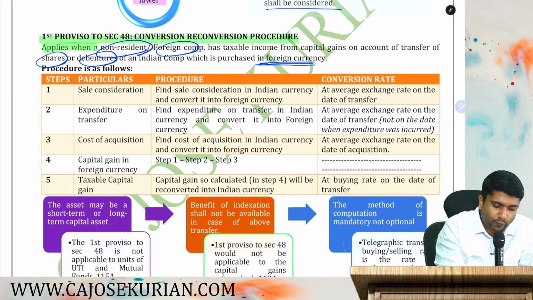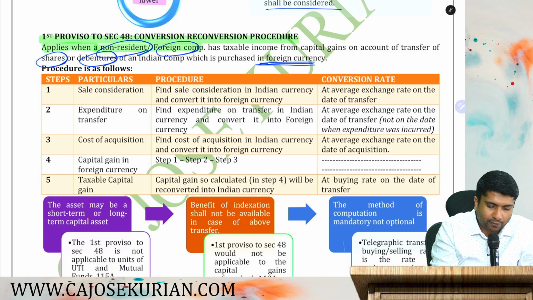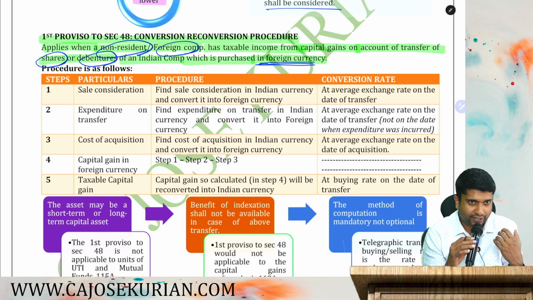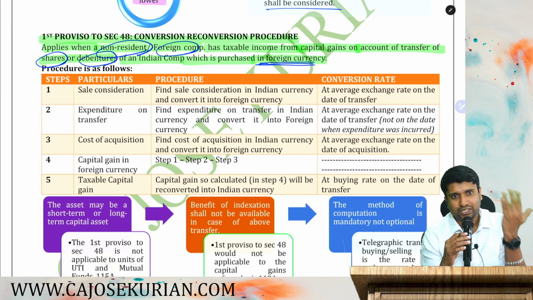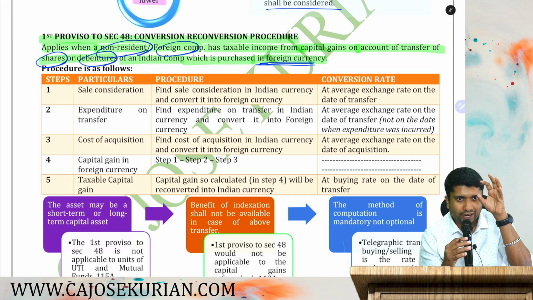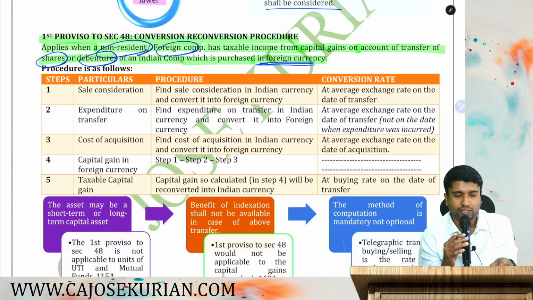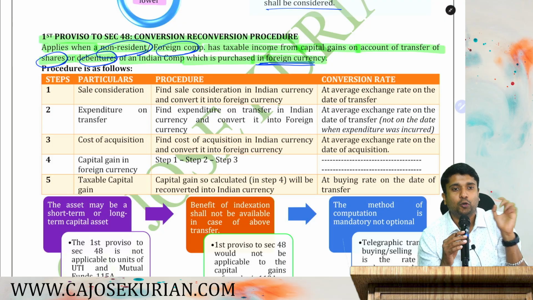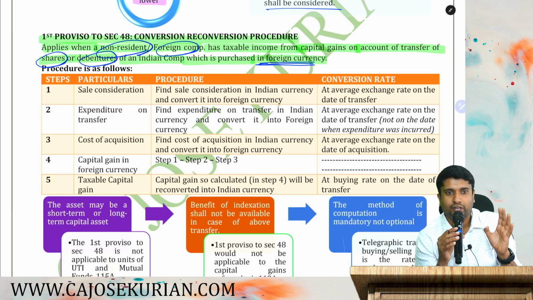It applies when a non-resident or a foreign company has taxable income from capital gains on account of transfer of a share or a debenture of an Indian company which was purchased in foreign currency. When you compute capital gain in such a case, you must follow the first proviso to section 48.